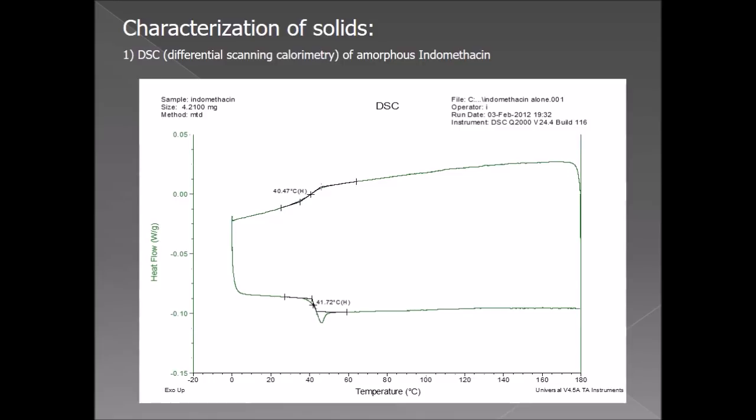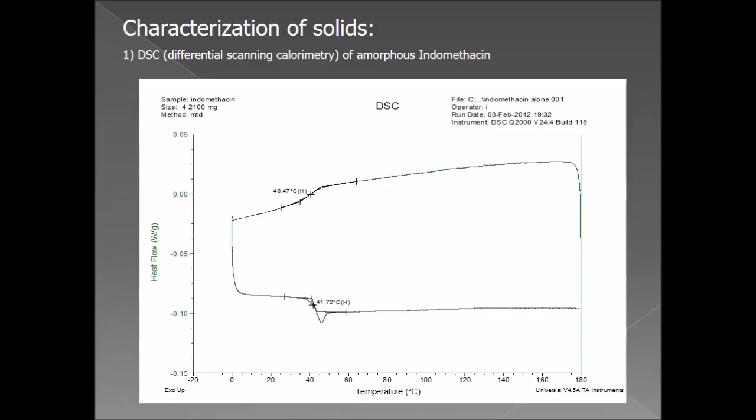So for example, when I heat my sample from here, this is my starting point, I heat my sample, and because amorphous indomethacin has a Tg at 41, at 41 degrees they have a drop in signal, and then they go to another baseline. This drop in signal is what you call the Tg of indomethacin.